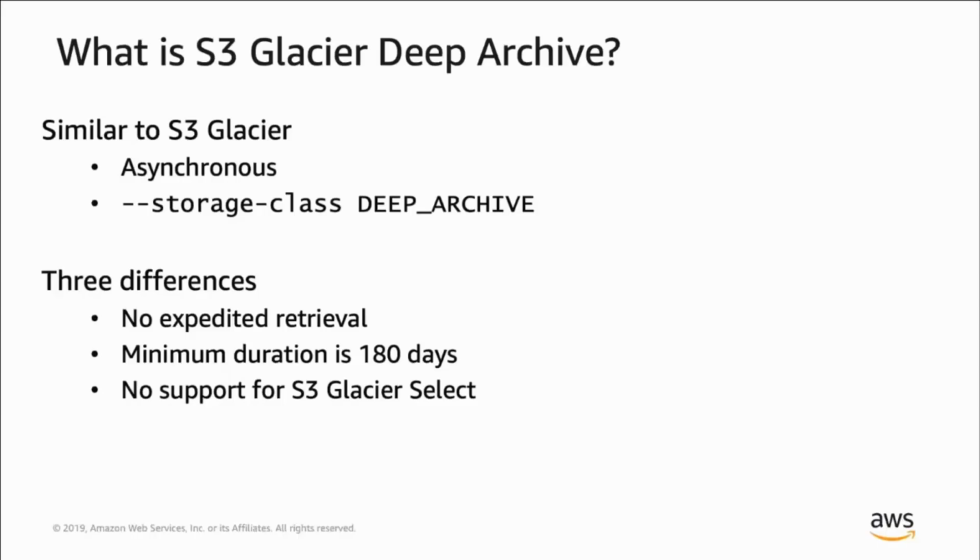So now that we've talked about what Glacier Deep Archive is, let's talk about how to use it. It's very similar to S3 Glacier in that it's an asynchronous storage class, which is different from our frequent and infrequent access storage classes. But interacting with it is so similar to S3 Glacier. You really just change the enum for the storage class from Glacier to deep_archive, as you can see right here.